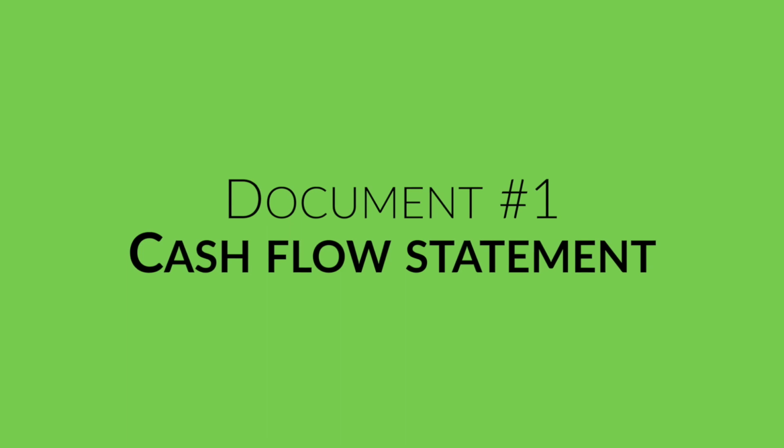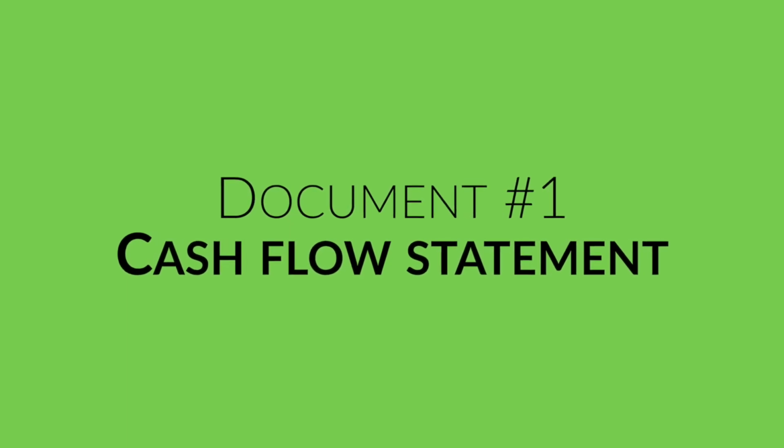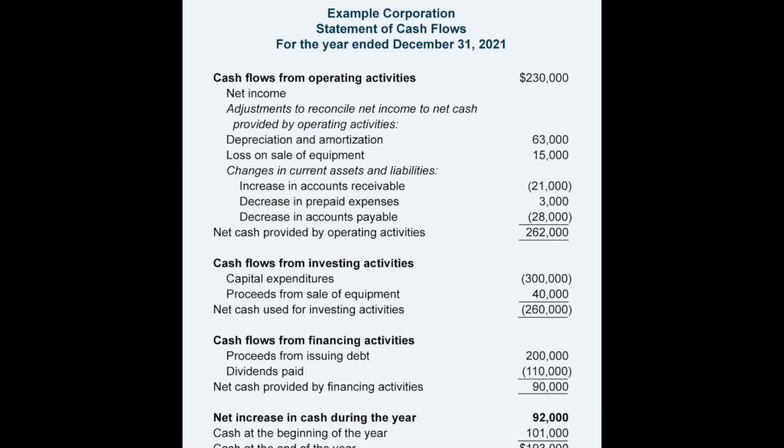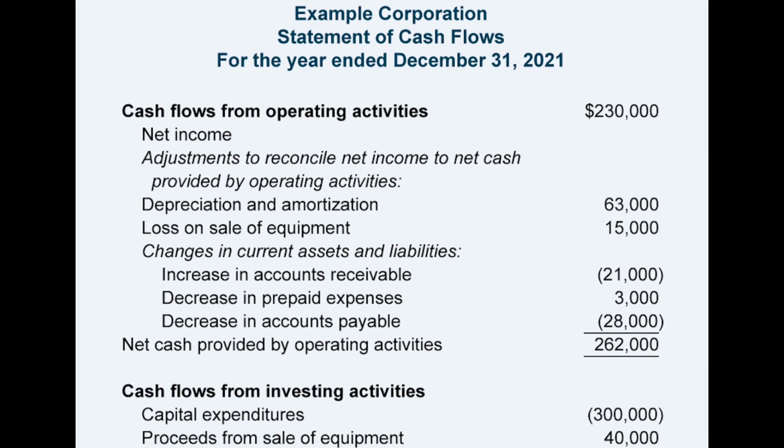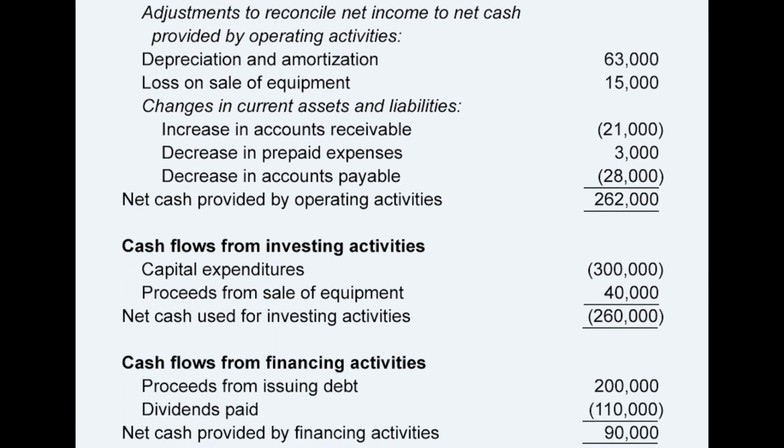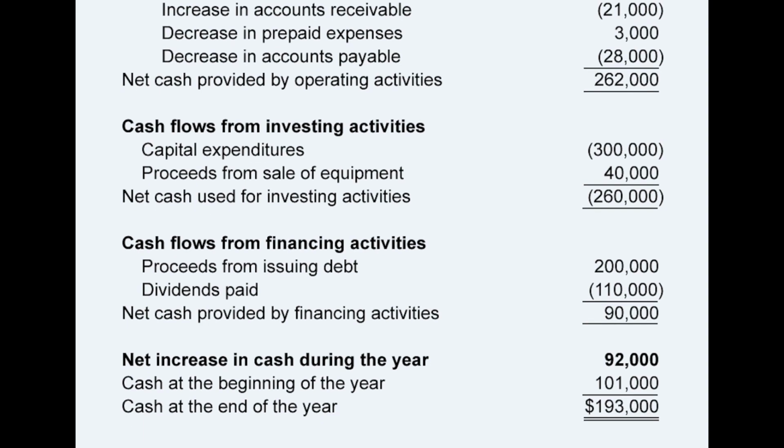Document number 1. Cash flow statement. Money comes in and money goes out. The difference between the two is your profit or loss. Put it all on a paper along with a timeline and you have a basic cash flow statement. This means you put down how much money you expect from whom and when, and how much money you will need to pay out to whom and when.